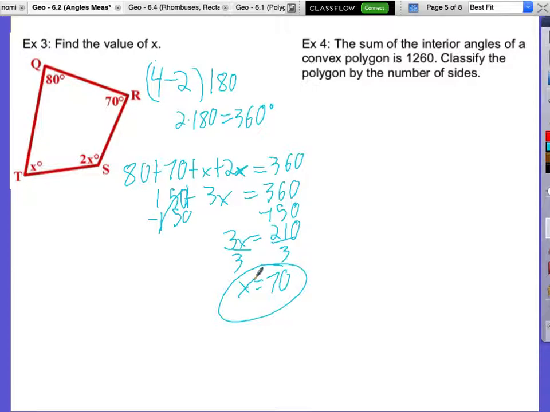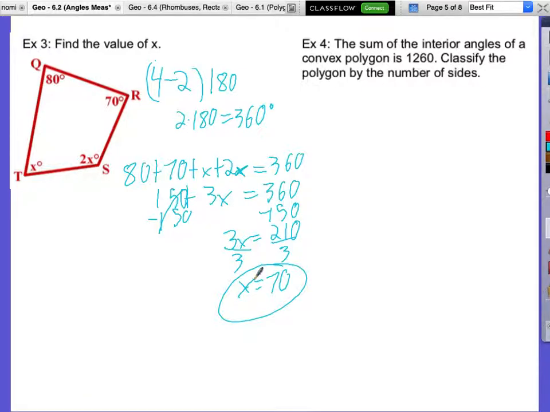Okay. On 4, the sum of the interior angles of a convex polygon is 1,260. Classify the polygon by the number of sides. So what are we trying to find this time? Type of polygon. We have to find the type of polygon. How can we figure out the type of polygon? Math. Okay, by finding the number of sides. So before we were given the number of sides, we could count it, and we found the sum and used that. Here, what are we given this time? We're given the sum. Very good. And we're trying to find the number of sides.